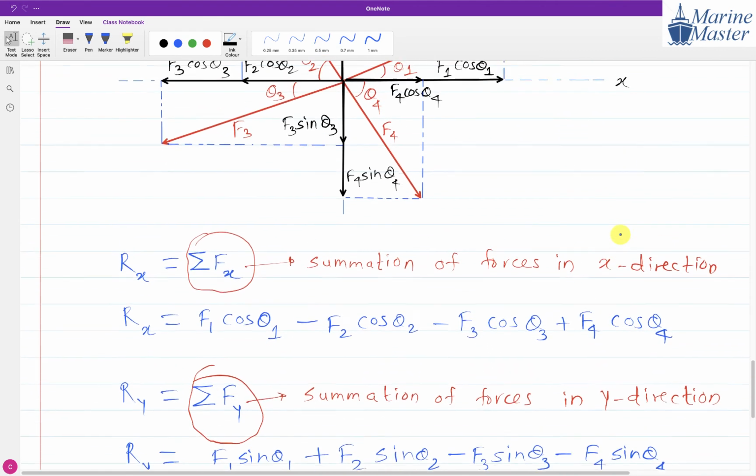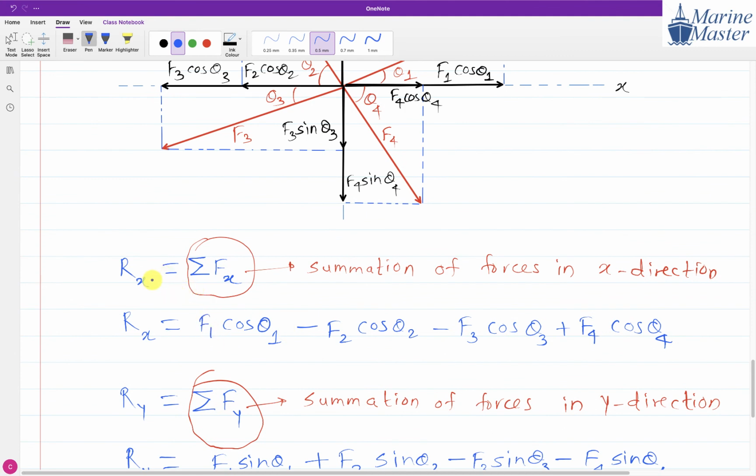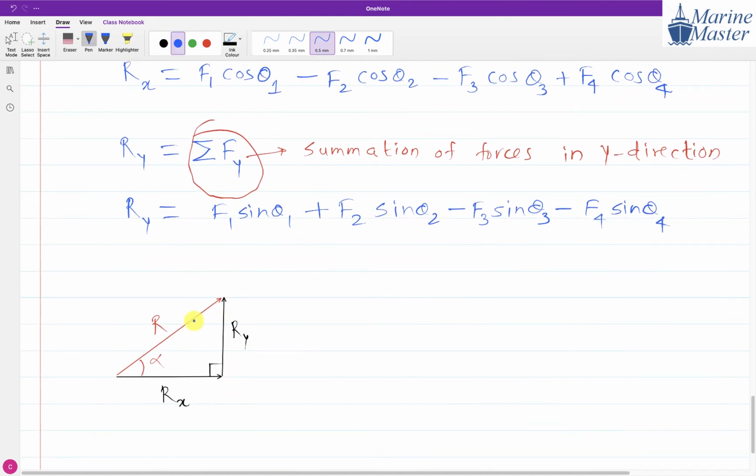But what if we have the components Rx and Ry, and from the components we want to find the main force R? By using Rx and Ry, our target is to find the main force R. From components, we have to find the force. In that scenario, which way will we use? Are you getting my point, sir?